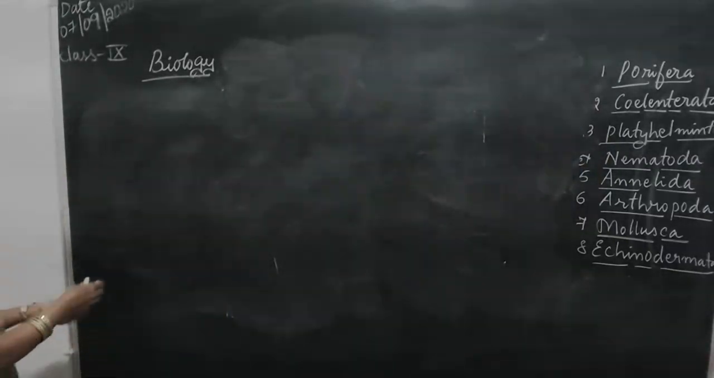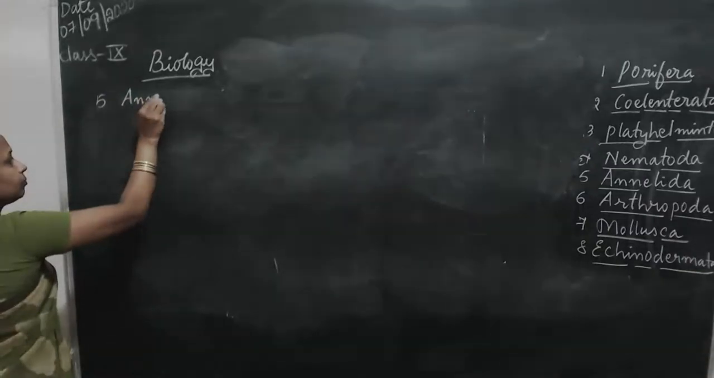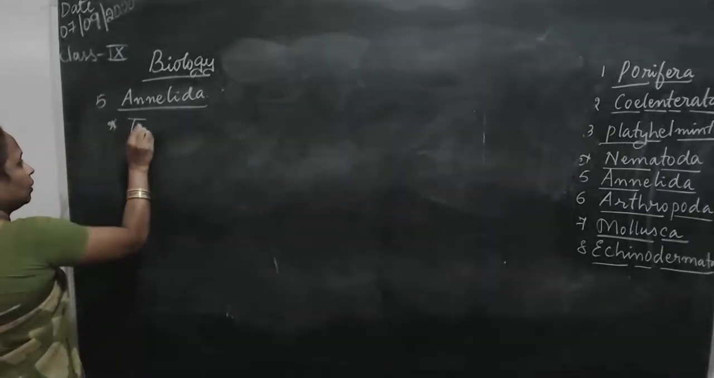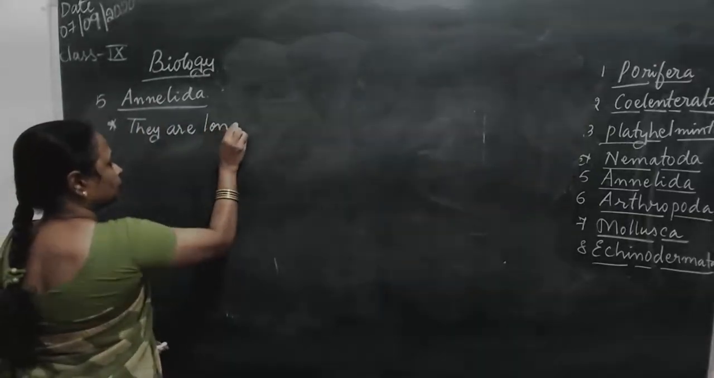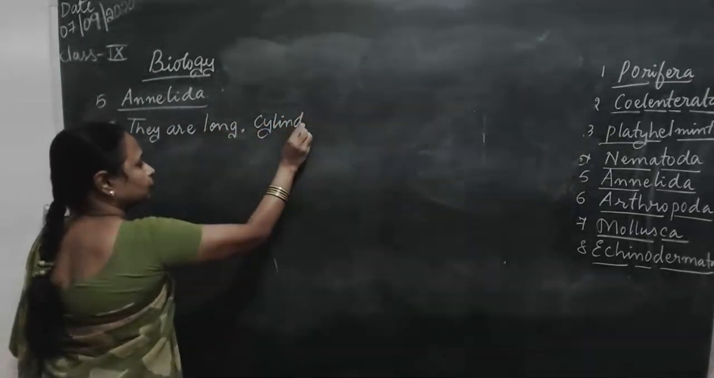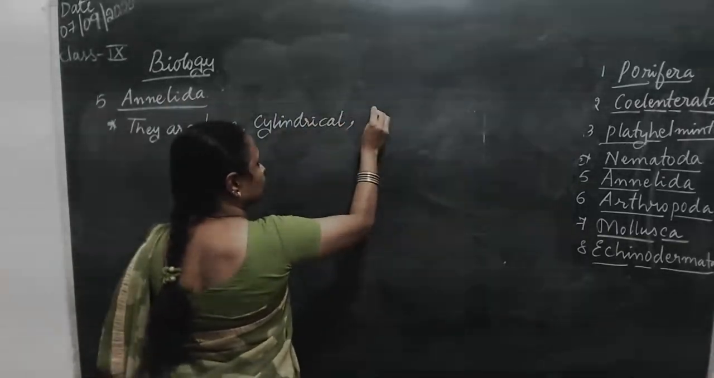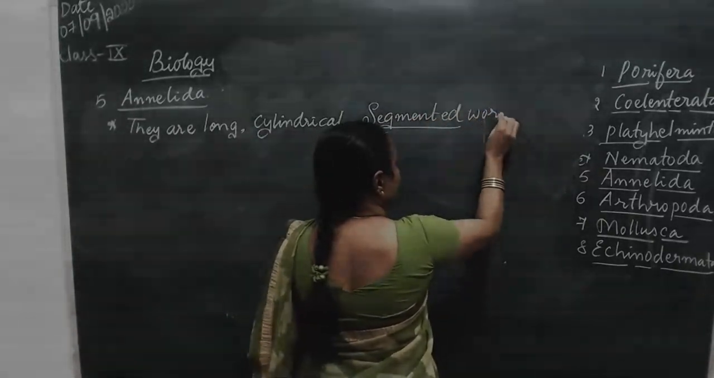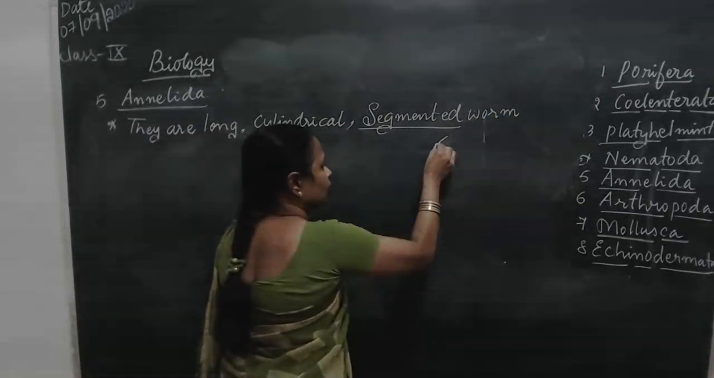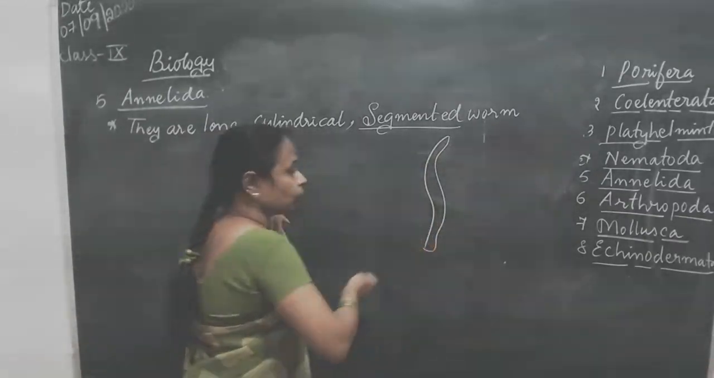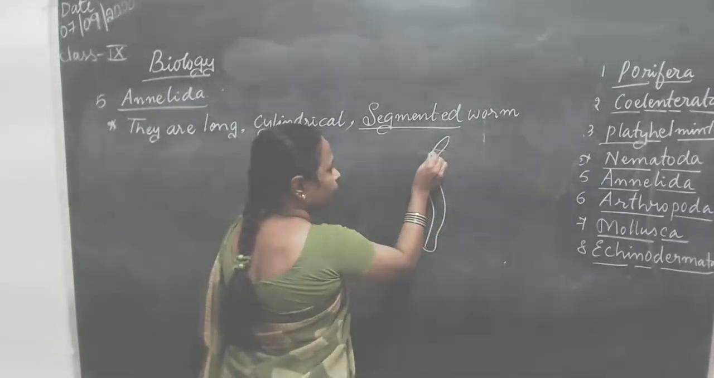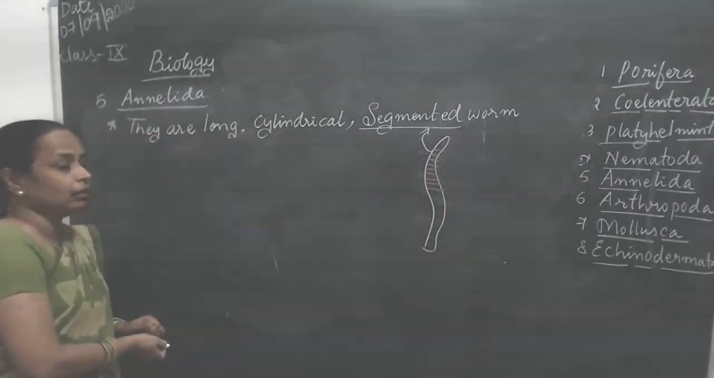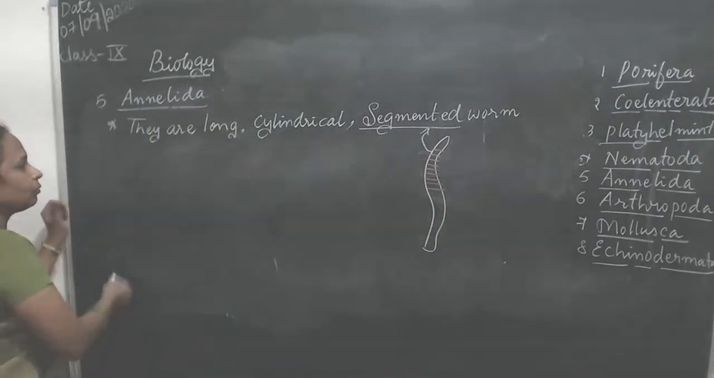So going to the fifth one, the annelids. They are also long, cylindrical, and segmented. When you take the body of an earthworm, which you have seen, you will find the partitions or the segments there. So annelids are commonly called the segmented worms.